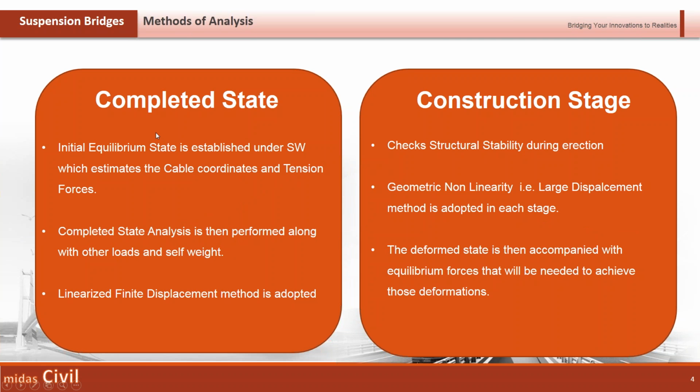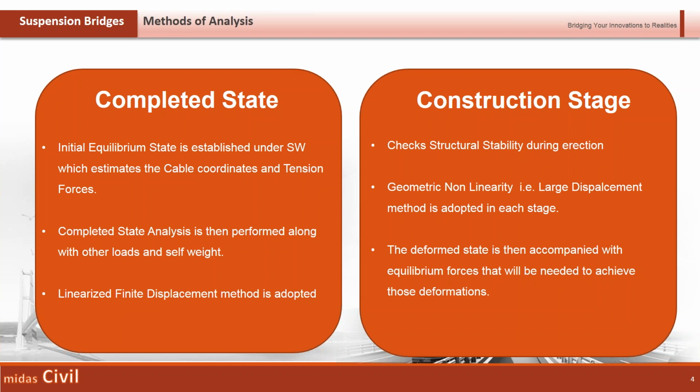In the completed state, you build the whole bridge on the basis of an initial state. The initial state is determined by the self-weight of the bridge. So in the completed state analysis, you do an initial equilibrium analysis of the cables and then of the hangers using just the self-weight of the deck. That is the initial state of the bridge. From that self-weight, the program will automatically determine the cable coordinates and the cable tension in order to sustain that self-weight load of that initial equilibrium state.